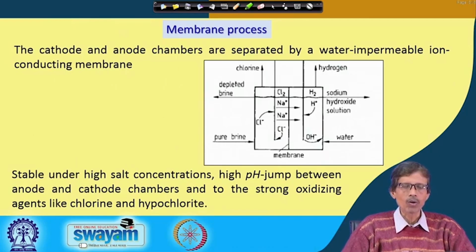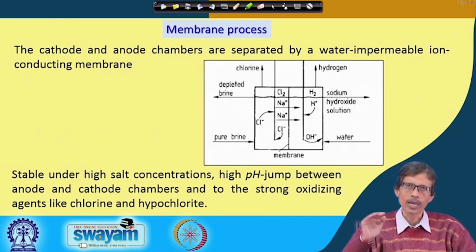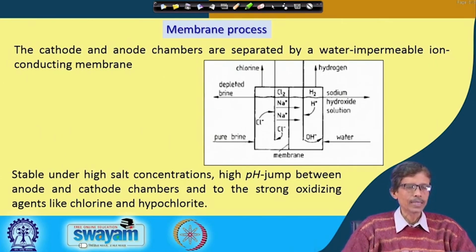So, you have a strongly alkaline solution in the right hand chamber. Your material for the preparation of the membrane should withstand a very high, alkaline pH, and there is a pH jump between the anode and cathode chambers. On one side you have a pH of a different type compared to the other side, where the pH is going up for the production of sodium hydroxide, and strong oxidizing agents like chlorine and hypochlorite, because the chlorine is also being produced. So, it is a very drastic condition.